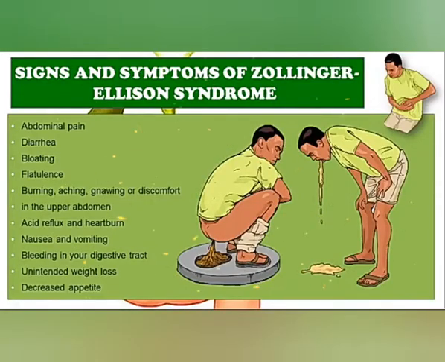So what are the signs and symptoms of Zollinger-Ellison syndrome? If you guys recall, one of the classical traits of Zollinger-Ellison syndrome was that gastric acid hypersecretion and the development of those peptic ulcers. So most of our signs and symptoms are going to be centered around that massive acid production in the stomach. So the patient may present with abdominal pain, diarrhea, bloating, flatulence, burning, aching, gnawing, or discomfort in the upper abdomen, acid reflux and heartburn, nausea and vomiting, bleeding in the digestive tract, unintended weight loss, and a decreased appetite.